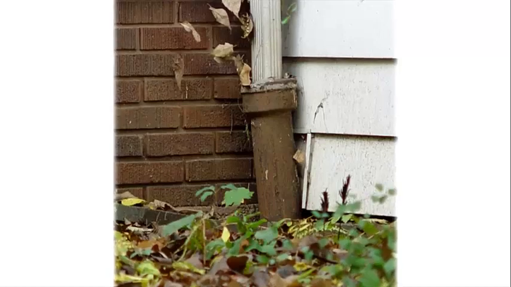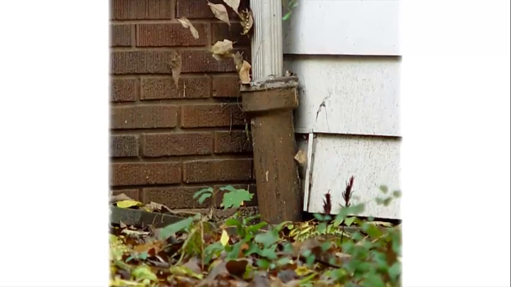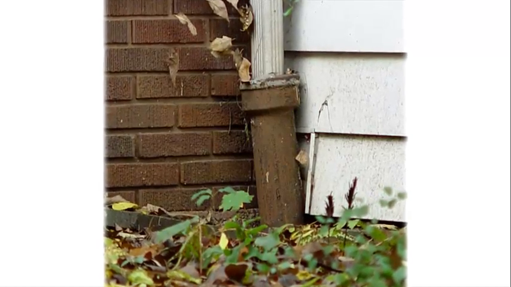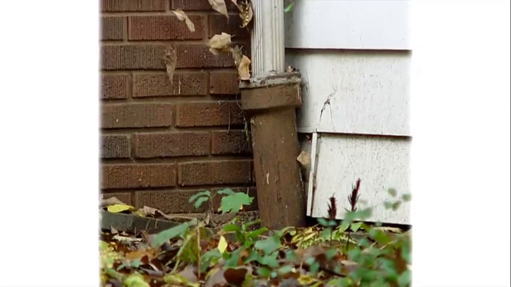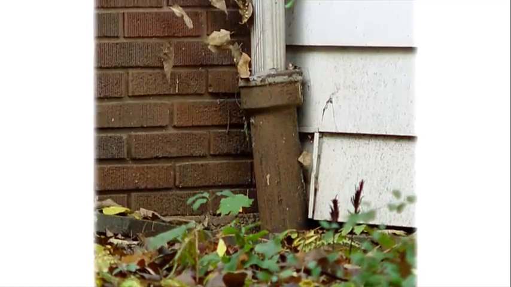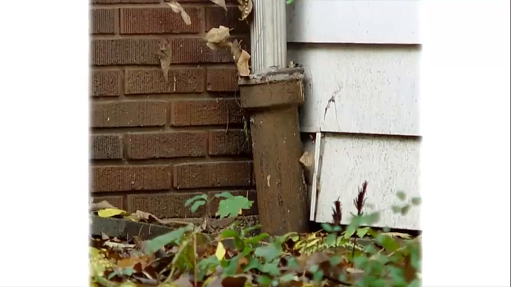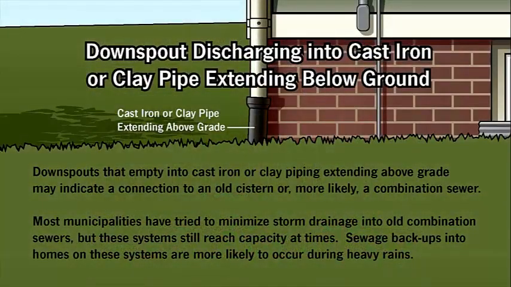Downspouts that empty into cast iron or clay piping extending above the grade may indicate a connection to an old cistern or, more likely, a combination storm and sanitary sewer system. Downspouts should not be connected to either the storm sewer or sanitary sewer lines. They should always discharge above grade and several feet away from the house.